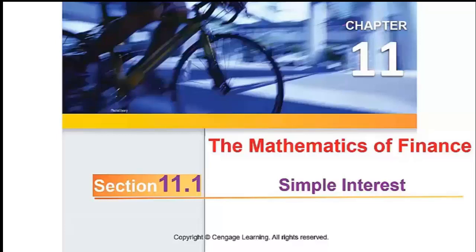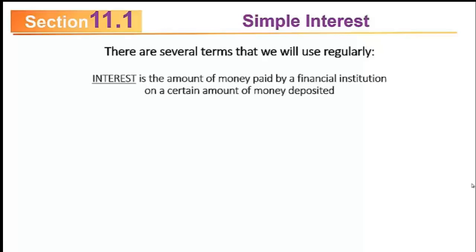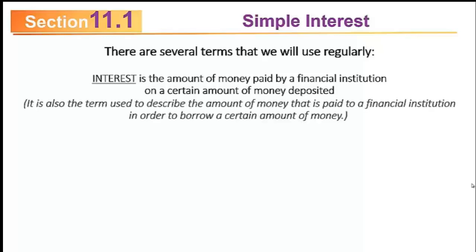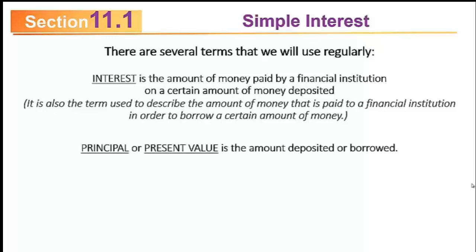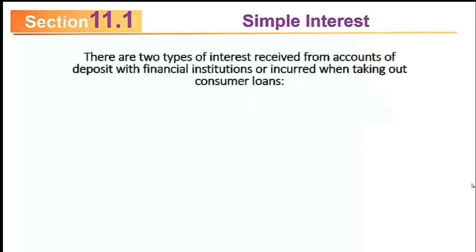Today we'll talk about section 11.1 on simple interest. There are several terms that we will regularly use. Interest is the amount of money paid by a financial institution on a certain amount of money deposited. It's also used to describe the amount of money that's paid to a financial institution in order to borrow a certain amount of money. Principal, or present value, is the amount deposited or borrowed. And future value is the amount of money that will be in the account after T years. In other words, the future value of the money.